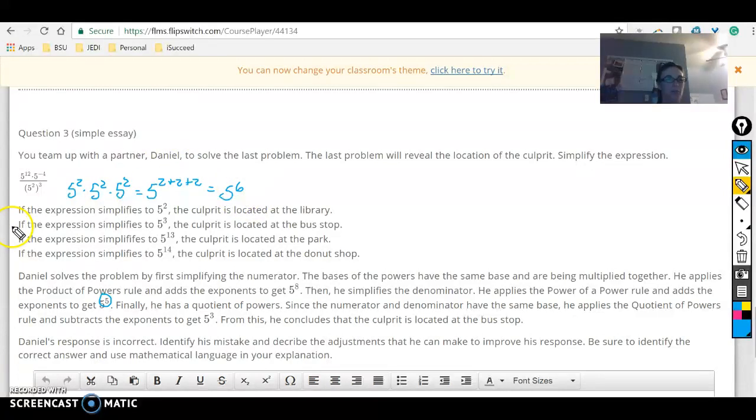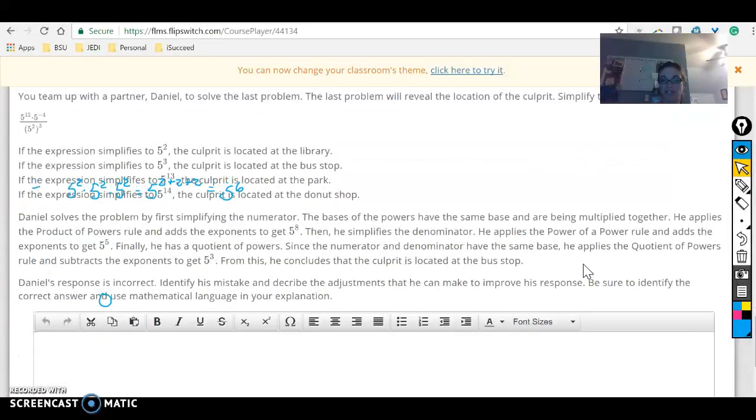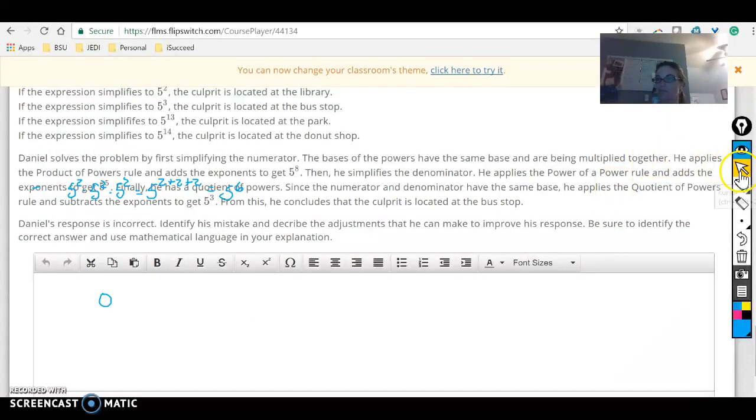Okay, but he just added them straight across where we multiplied them, okay? So we ended up getting 5 squared, and his final answer was 5 cubed. So they go ahead and they tell us that his response was incorrect, and so they want us to explain what he could have done differently to get the correct response.